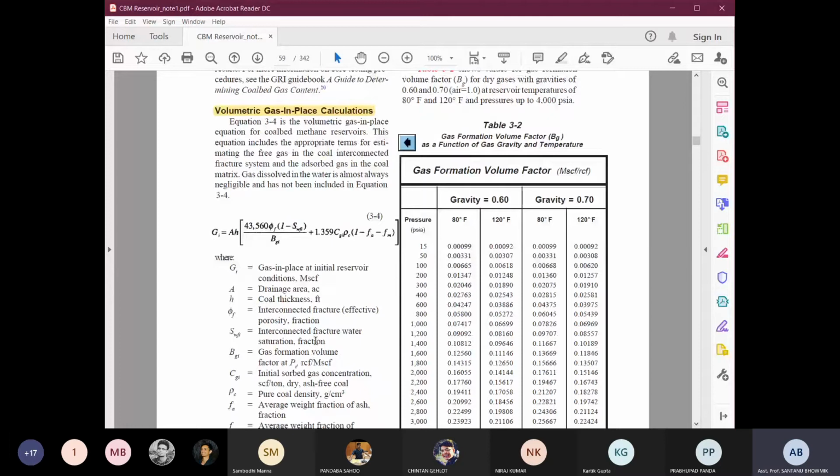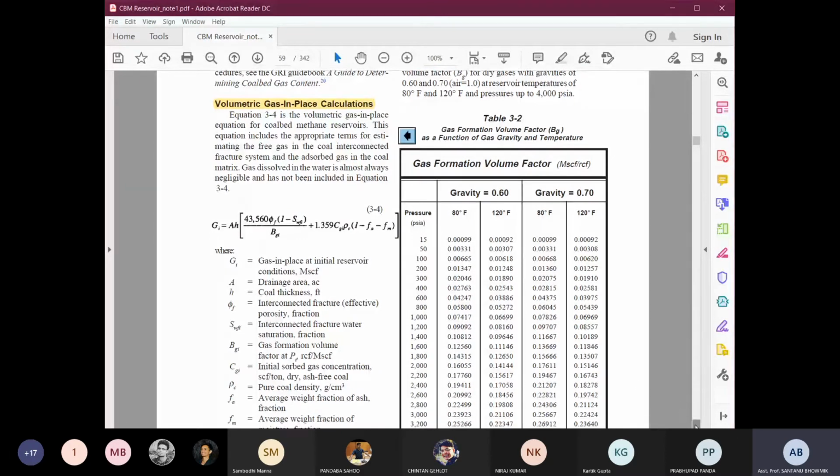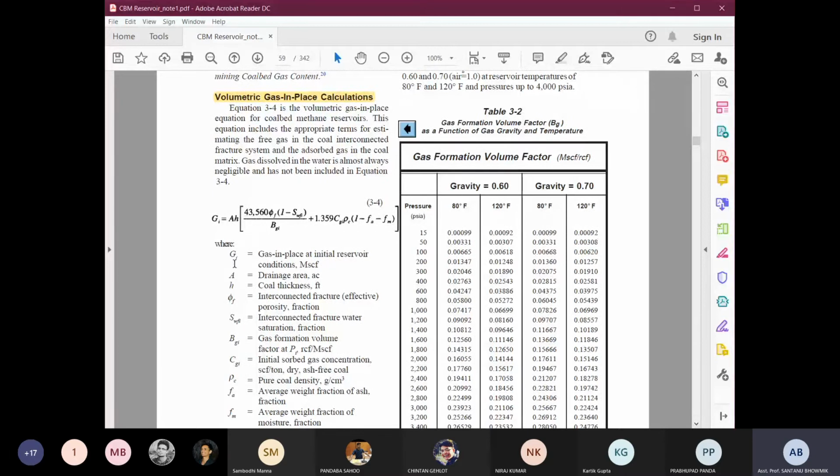Suppose the gas in place is calculated based on the volumetric gas in place calculation. What parameters are required? You can see the drainage area, A. H is the coal thickness. This coal thickness may be the total thickness or maybe the net pay thickness. And as you are calculating the gas in place, obviously it should be the total thickness, because you are calculating the total reserve.